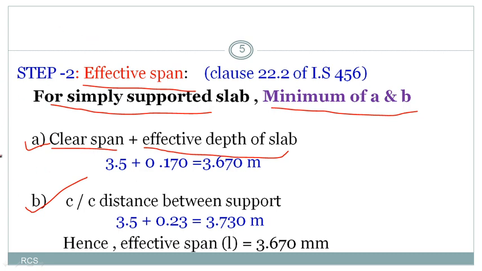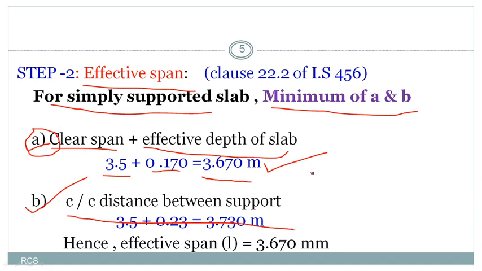The clear span we already know along the x direction is 3.5 meters, and the effective depth is 170 mm, which converted into meters is 0.170. If we add all together, we get 3.670 meters. This is the effective span with respect to criterion A. And we have one more criterion, that is the center to center distance between the supports.